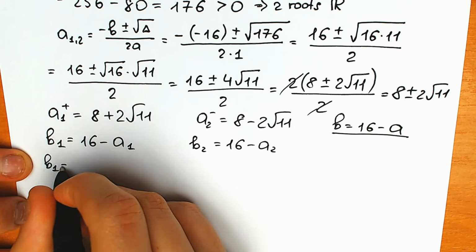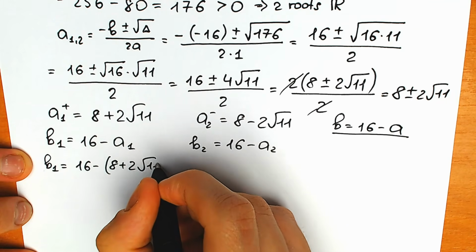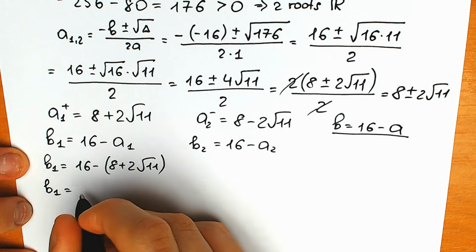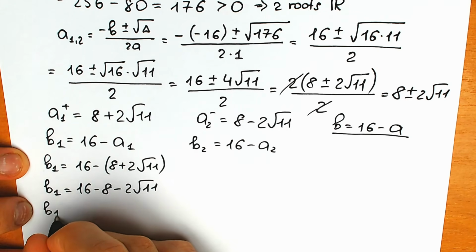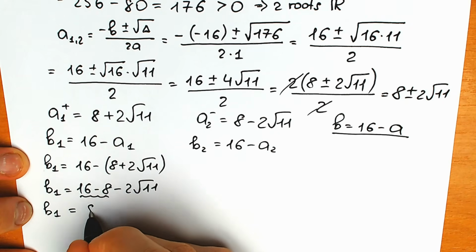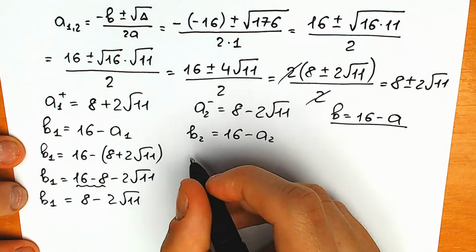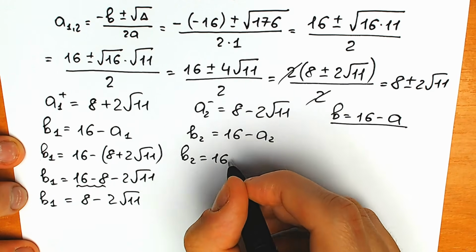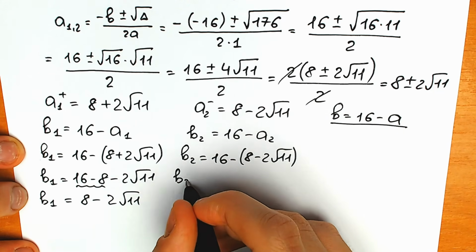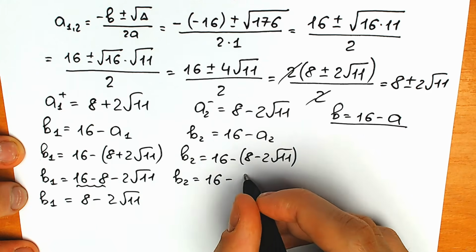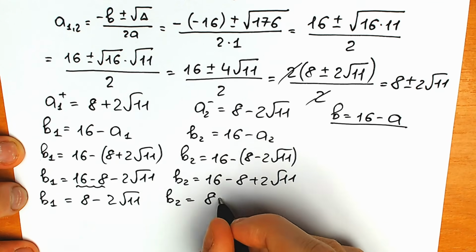So b first equals 16 minus (8 plus 2 square root of 11). So b first equals 16 minus 8 minus 2 square root of 11, so b first equals 8 minus 2 square root of 11. And according to the same logic, b second equals 16 minus a second, 16 minus (8 minus 2 square root of 11). Let's simplify this real quick. So b second equals 16 minus 8 plus 2 square root of 11, so b second equals 8 plus 2 square root of 11.